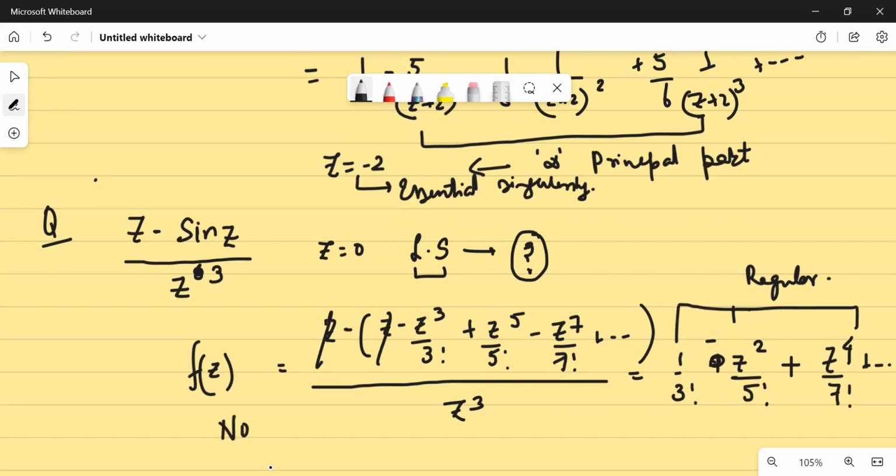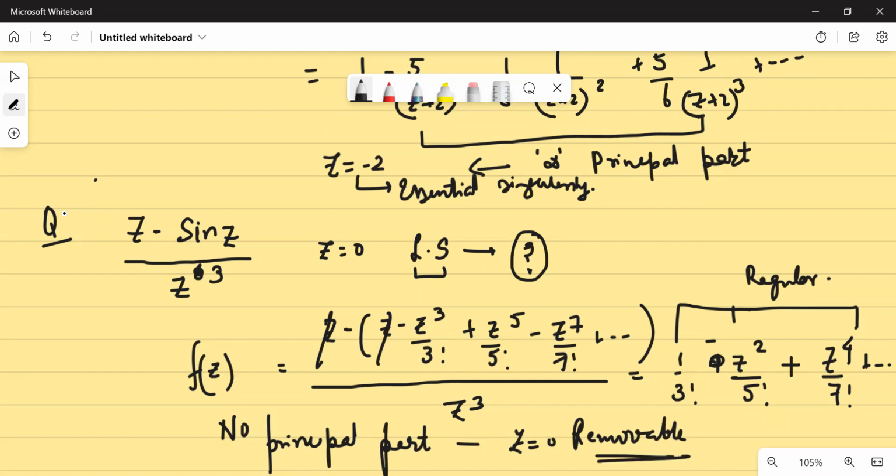दिख रहा है? अगर कोई principal part है ही नहीं, इसका मतलब क्या हुआ? z इक्वल टू 0 कैसी singularity हुई? Removable. Removable singularity. ओके, बढ़े आगे.